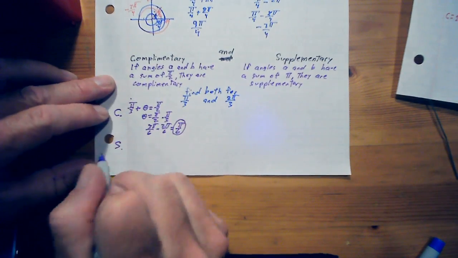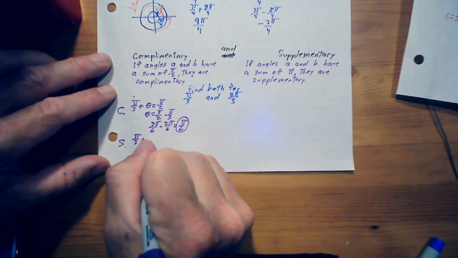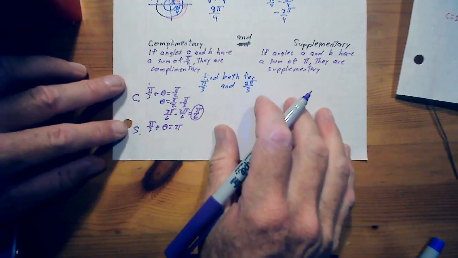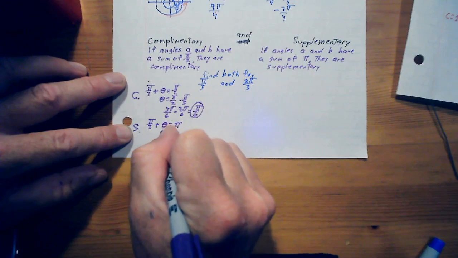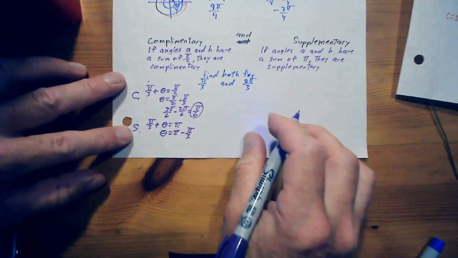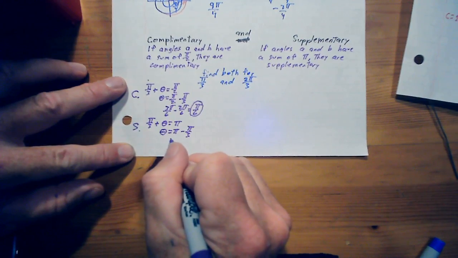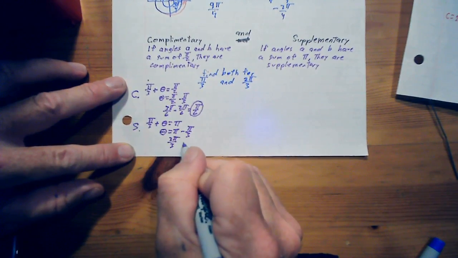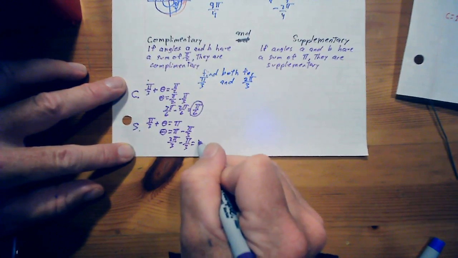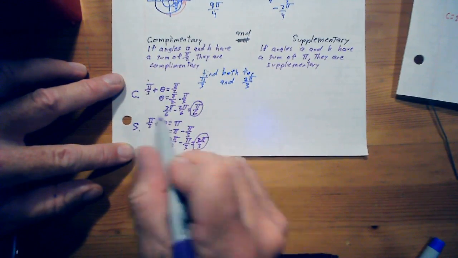The supplement means they're going to add up. That means that pi over 3 plus theta will equal pi to find its supplement. All right, so theta equals pi minus pi over 3. Well, let's get a common denominator here. I can rewrite pi as 3 pi over 3 minus pi over 3 equals 3 pi over 3 minus 1 pi over 3 equals 2 pi over 3. Which makes sense. Pi over 3 plus 2 pi over 3 is pi.